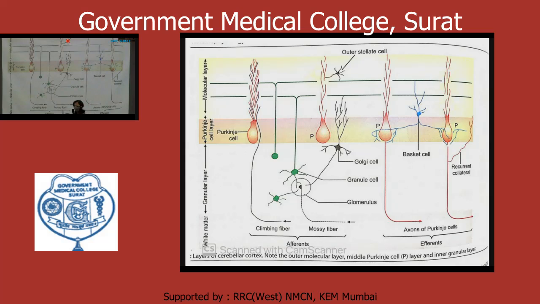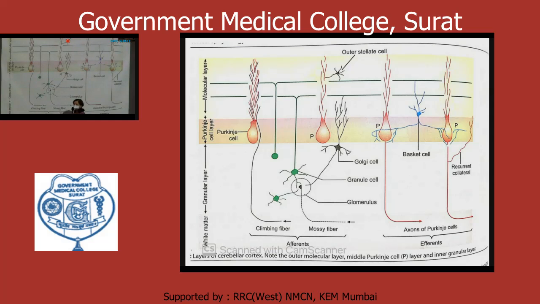Then it receives input from the cerebral cortex via the pons, then the red nucleus, reticular formation, and from the lower part of the body through spinocerebellar tracts. So, as you can see from here, the cerebellum receives information from all parts of the body. And that is why the cerebellum is also known as the small brain.